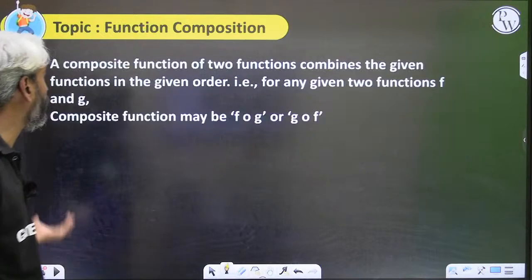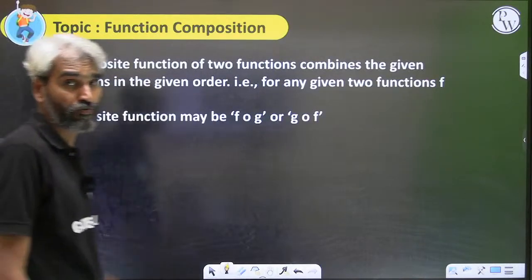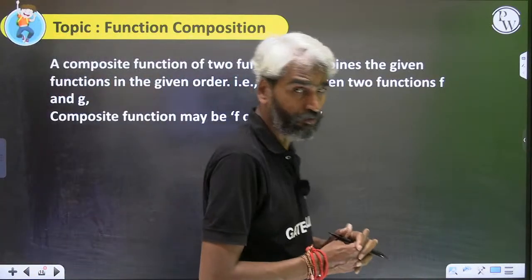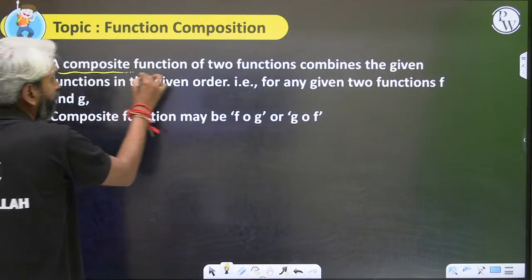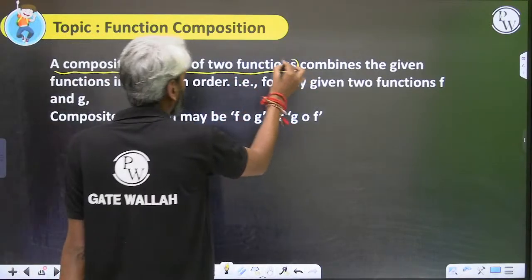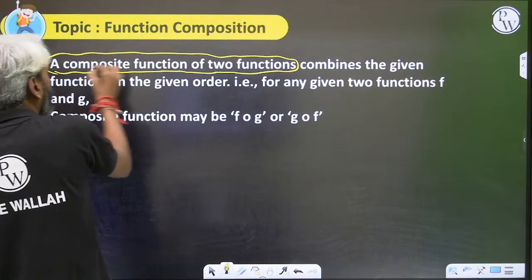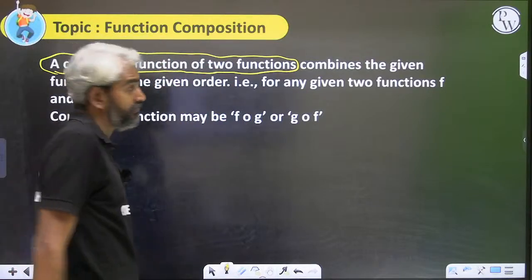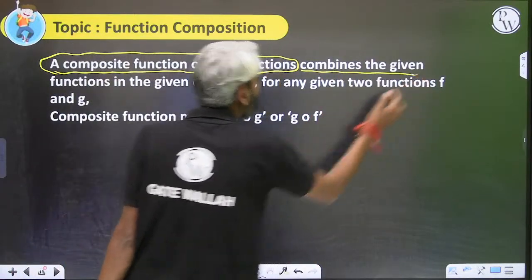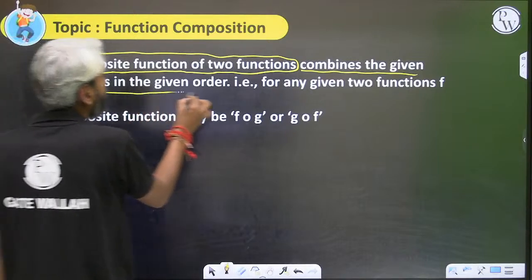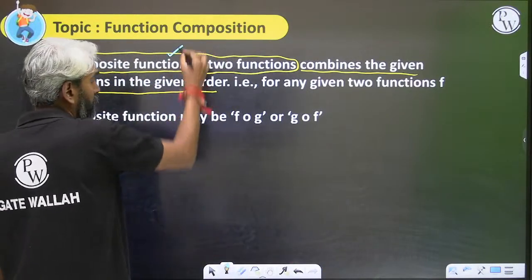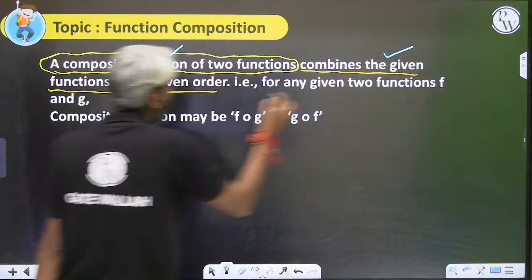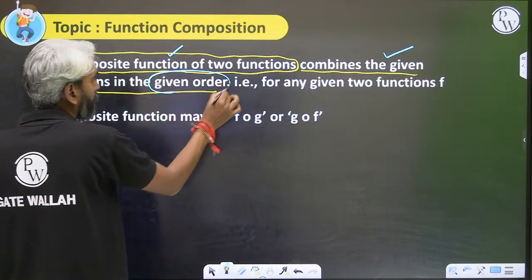Next topic will be composite of two functions. So function composition, or a composite function of two functions. What happens because of function composition? A composite function of two functions combines the given functions in the given order. It is very important that the function composition will combine the given functions in the given order.